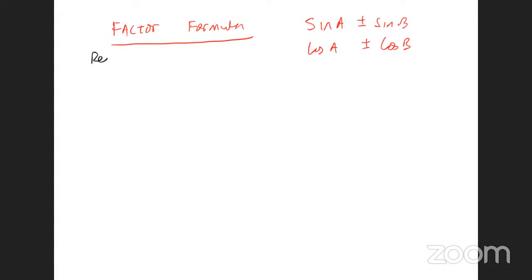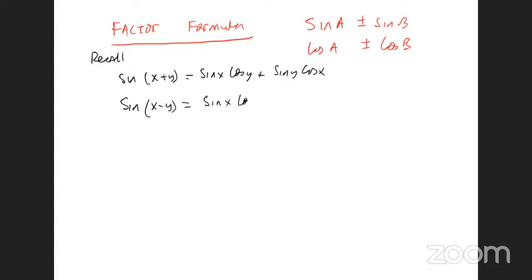So let's recall a few things. Let's say we have sine x plus y. Sine x plus y is sine x cos y plus sine y cos x. And sine x minus y is equal to sine x cos y minus sine y cos x. All okay with that? Those things we know already.